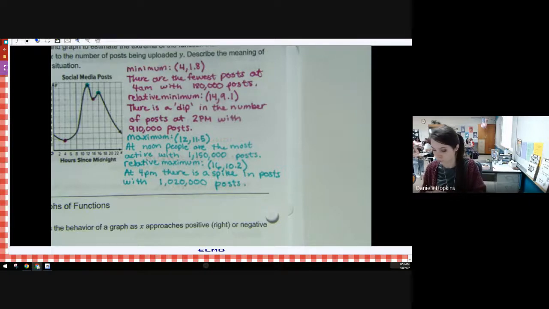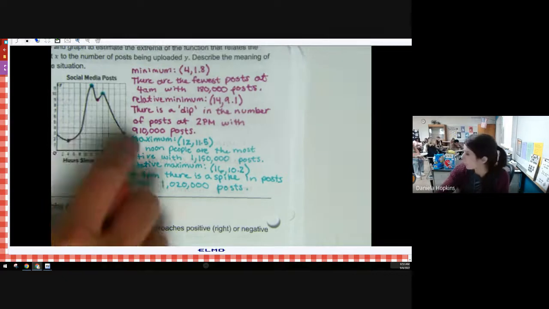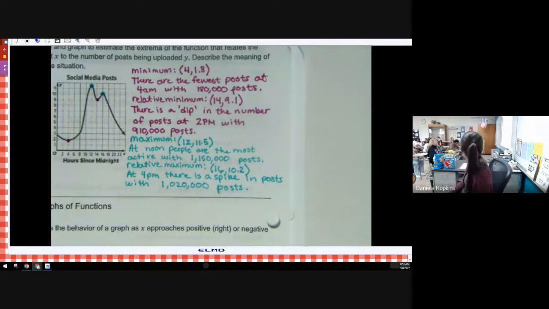Okay, does that make sense, like how we're making meaning out of that? The one you have in your homework is not as complicated. It's actually just a normal parabola. So you're just going to tell me about the maximum and make meaning out of that. But that is it. So you can put away your notes.